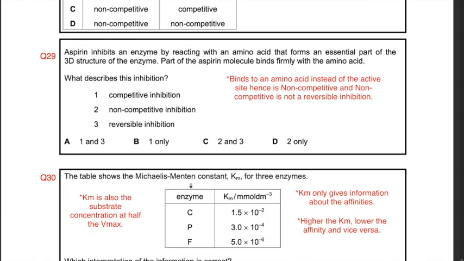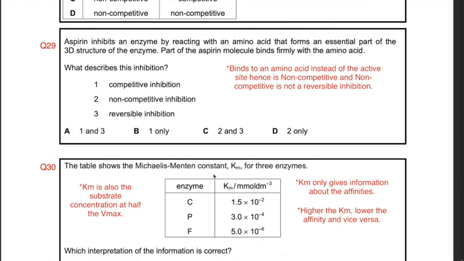Question 29. Aspirin inhibits an enzyme by reacting with an amino acid that forms an essential part of the 3D structure of the enzyme. Part of the aspirin molecule binds firmly with the amino acid. What describes this inhibition? 1. Competitive inhibition. 2. Non-competitive inhibition. 3. Reversible inhibition. If it binds to an amino acid instead of the active site, then it is non-competitive inhibition.